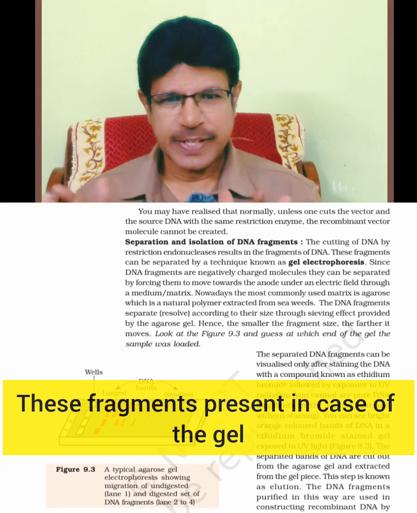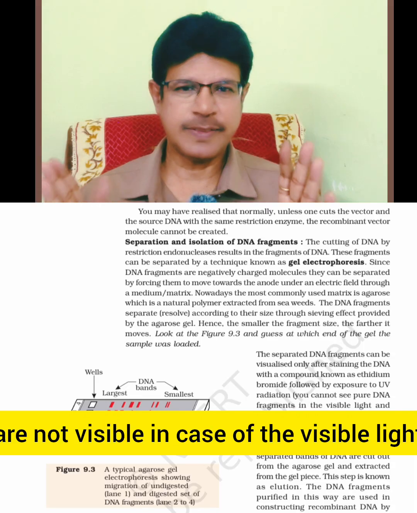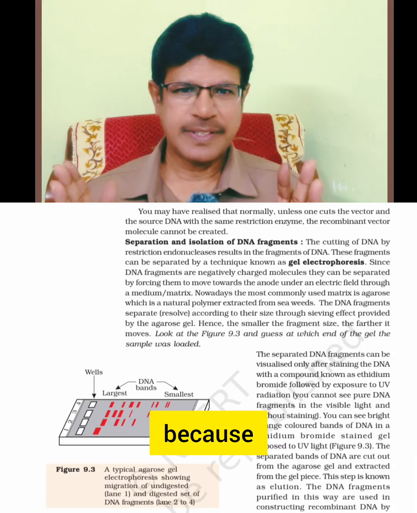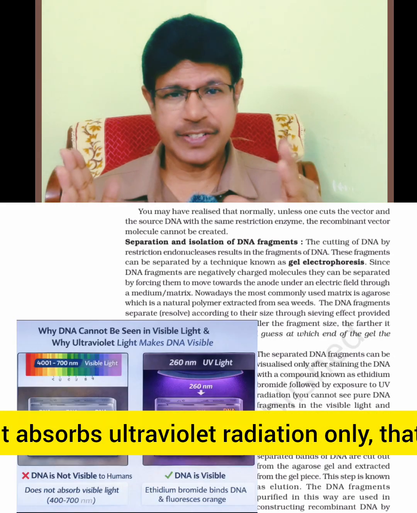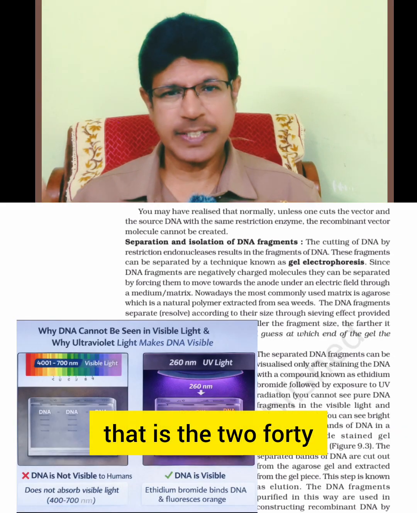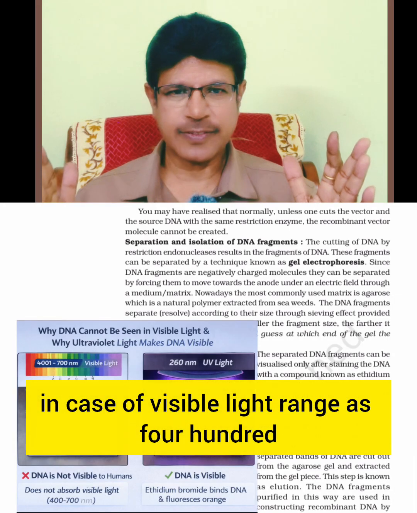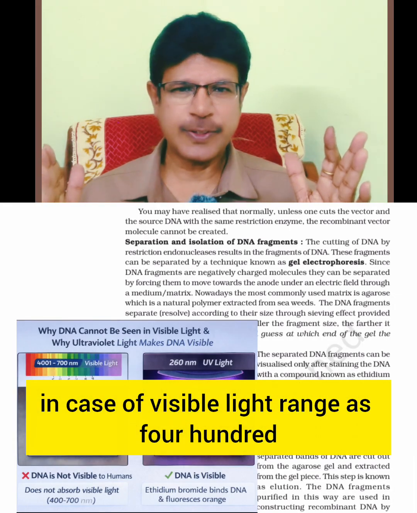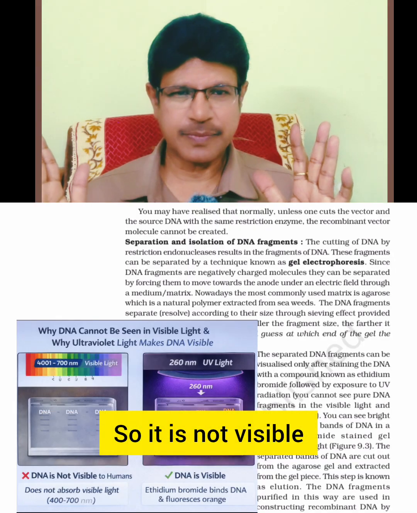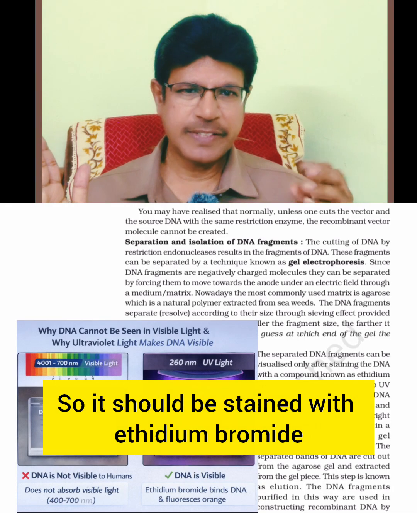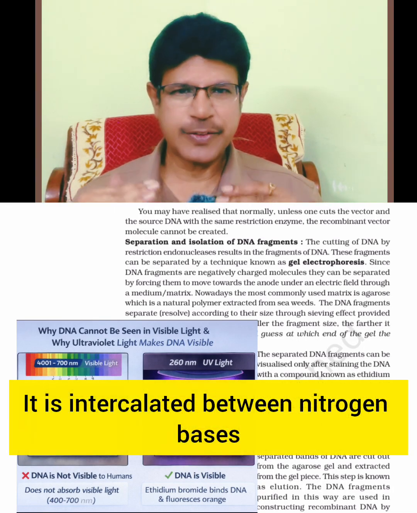Next, these fragments in the gel are not visible in visible light, because DNA is colorless. It absorbs only ultraviolet radiation, at 240 to 250 nanometers wavelength, which is not in the visible light range of 400 to 700 nanometers. So it is not visible. So it should be stained with ethidium bromide, a fluorescent dye. It intercalates between the nitrogen bases.